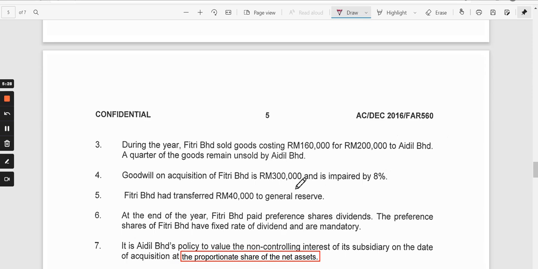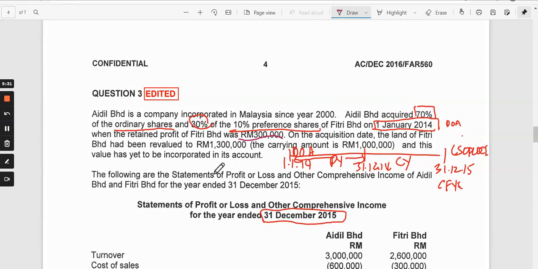Because we were talking about goodwill just now, then you have the land that was revalued on the day you acquired the subsidiary, and this has not been incorporated. So we have to incorporate this land revaluation as we prepare the two required statements, the consolidated statement of profit or loss and the consolidated statement of changes in equity. You would recall perhaps that the other comprehensive income will be the revaluation surplus, where this is the fair value and this is the carrying amount, and land is not depreciated.